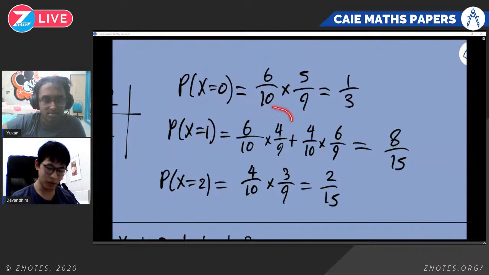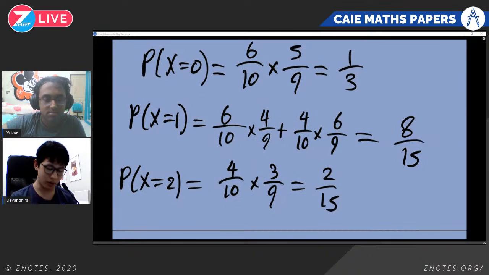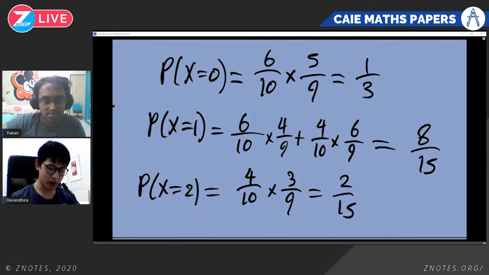Same thing when you do 1. X is equal to 1 when you get only 1 red ball. But in this case, it's either you get the red ball first or the red ball the second time.